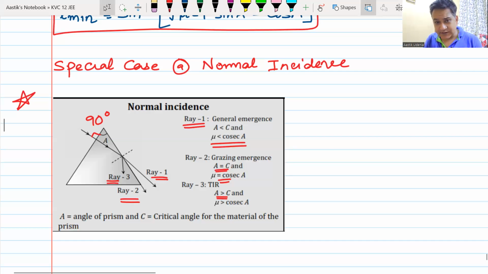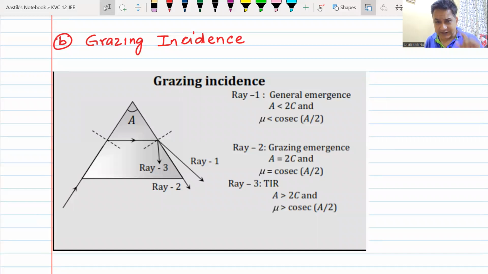The first special case was when the angle of incidence was 0. The second special case is when the angle of incidence is 90 degrees. Do we see this here? This is known as grazing incidence, the red one. And if you have this ray 2, this is grazing emergence. Grazing incidence and grazing emergence. This question has come in JEE Advanced. Special case.